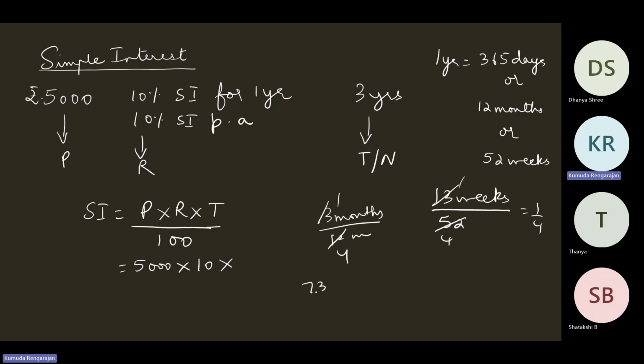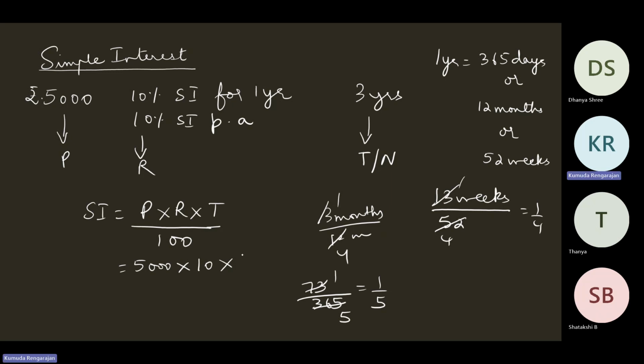If you're given 73 days, divide by 365 days. 73 ones are 73, 73 fives are 365. So it is 1/5 of a year. So the rate is substituted per annum, and time is always in years. If it is given in days, divide by 365. If it is given in months, divide by 12. If it's given in weeks, divide by 52.